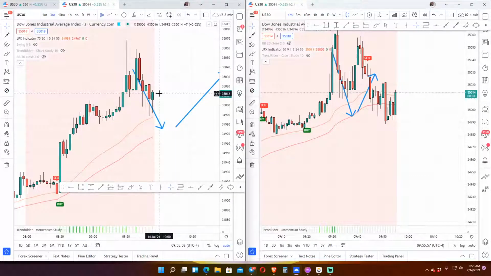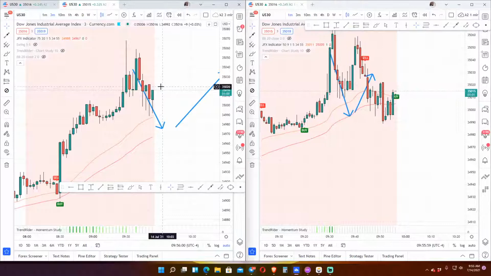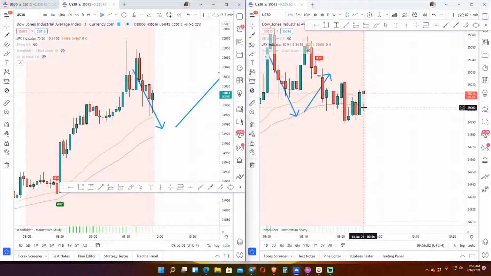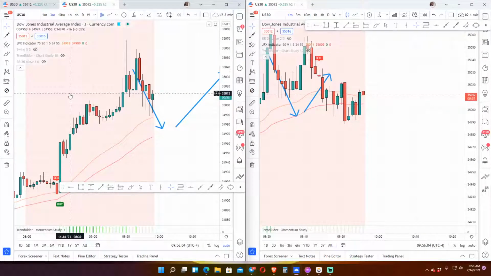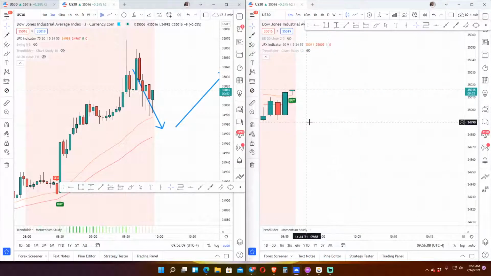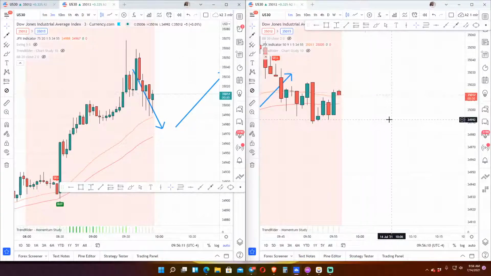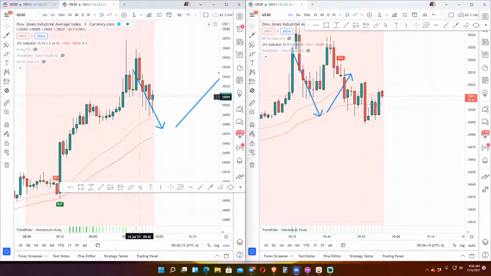We had a sell signal, but it looks like it's not. Okay, so if this kind of closes here with a buy, then I'm probably gonna hop in. But right now, like I said, it's just playing games.